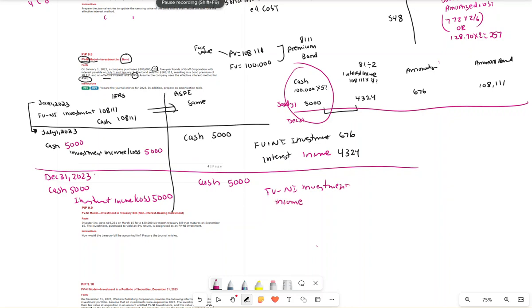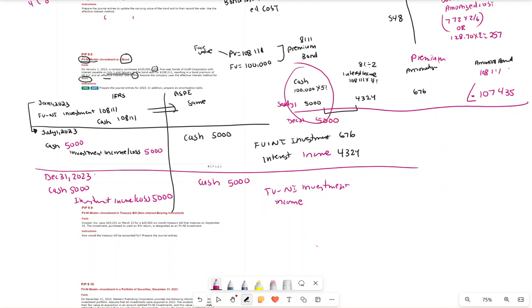I am going to record the entry. In this case I will have to add the 676, sorry, in this case it's a premium because I need to go down to 100,000. So if this is a premium, we have to subtract it from 108,111, and I will get a number. My number here will be 107,435. And then when you go to the next one, you go 5,000 here.